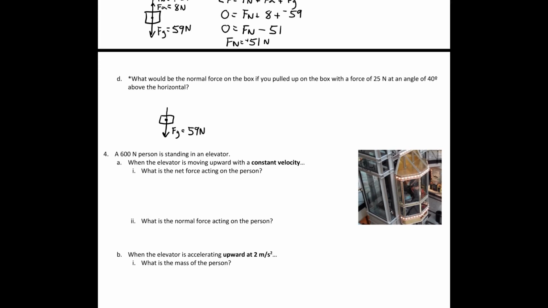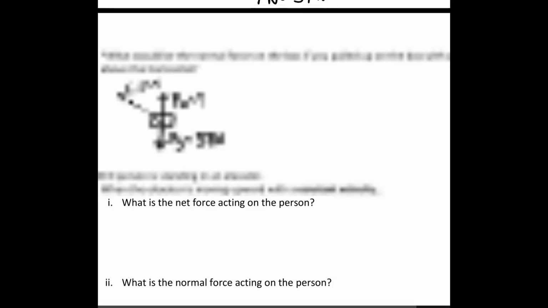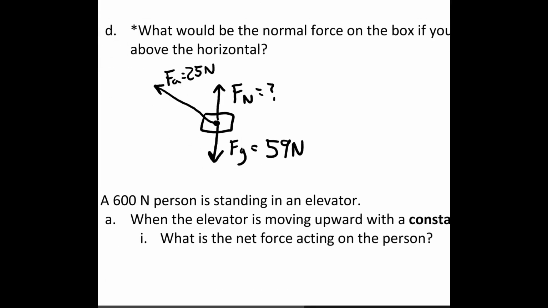There's a normal force, Fn. We're not sure what that is. You're pulling up at an angle of 40 degrees above the horizontal. You could draw that up and to the left, or up and to the right. The way I drew this, I'm going to have to draw it that way. Let me give myself some room. Okay. Your applied force is at an angle, 25 newtons. This angle is 40 degrees with the horizontal.